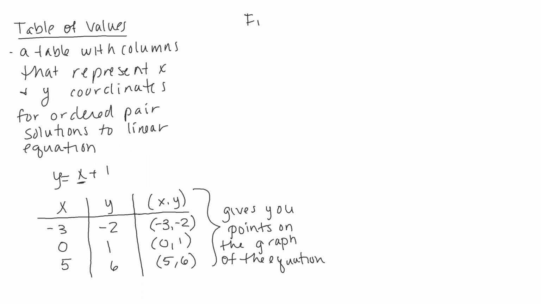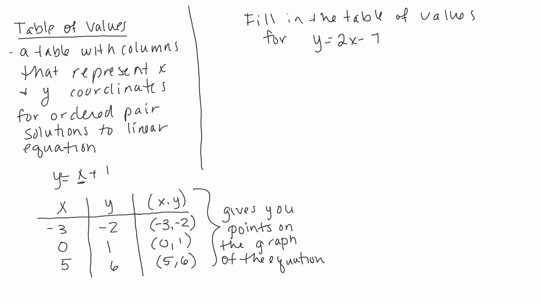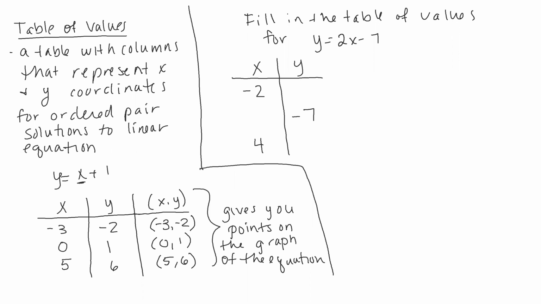So let's say I asked you to fill in the table of values for y equals 2x minus 7, okay? Now, in some cases, you'll have a table of values that's partially given to you. Other times, you'll have a table of values where you just have to start it from scratch. But in this case, we have a table of values that is partially filled in. So I have -2 for x. I have an ordered pair where y is -7. And then I have another ordered pair where x is 4.